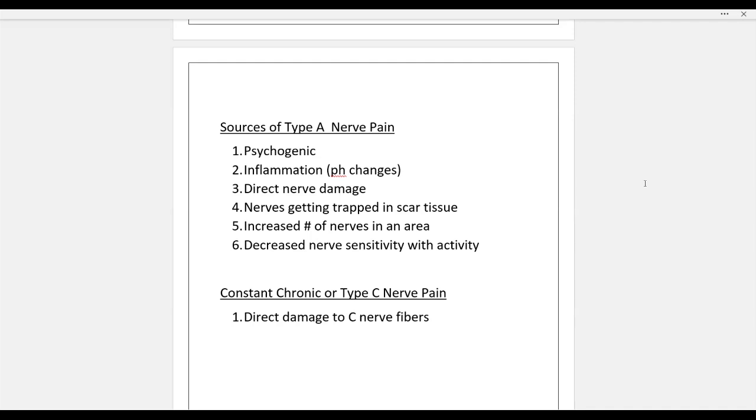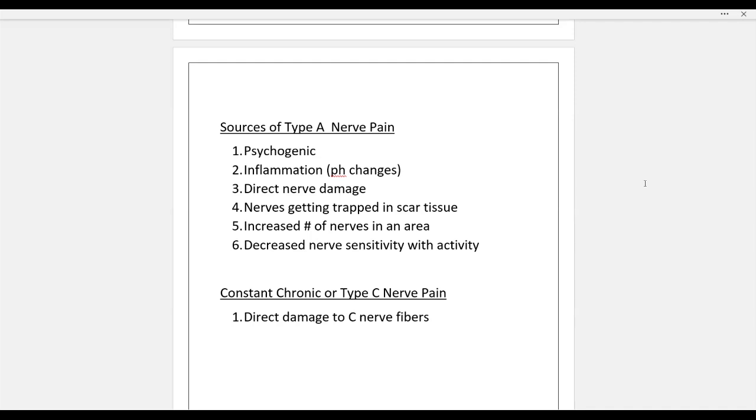Nerves getting trapped in scar tissue. Now, how does this play a role in tensile or compressive forces? Well, you have nerves that are trapped in scar tissue, and let's say there's no movement. They're dormant. And let's say that's the only factor we're looking at right now.